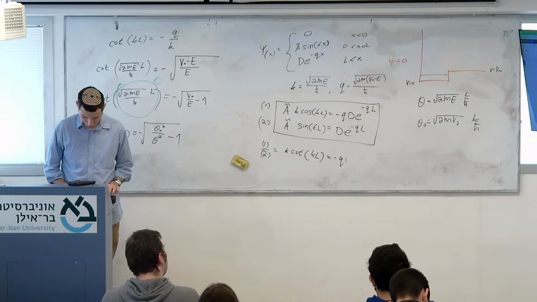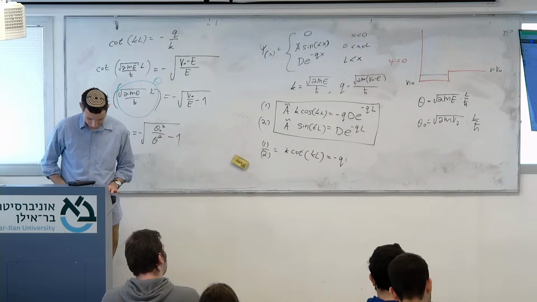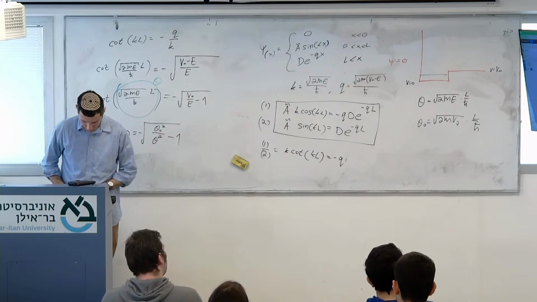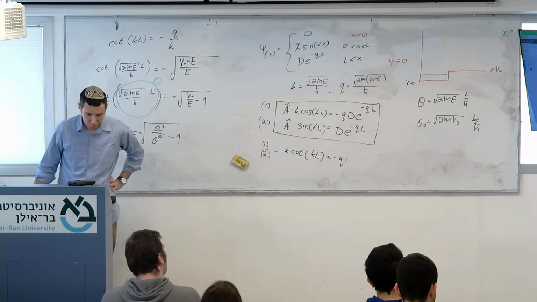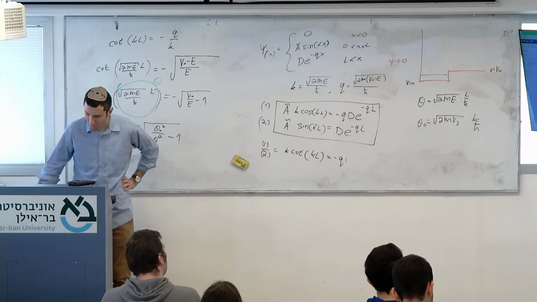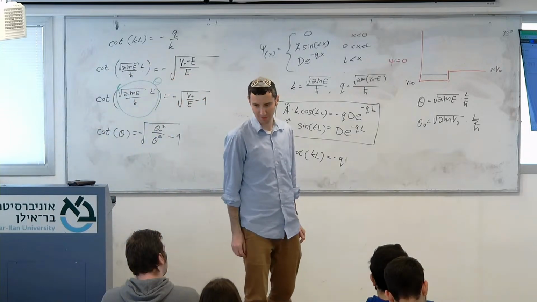Okay, and here I have minus the square root of v over x. Okay. This is the way to solve this thing graphically.